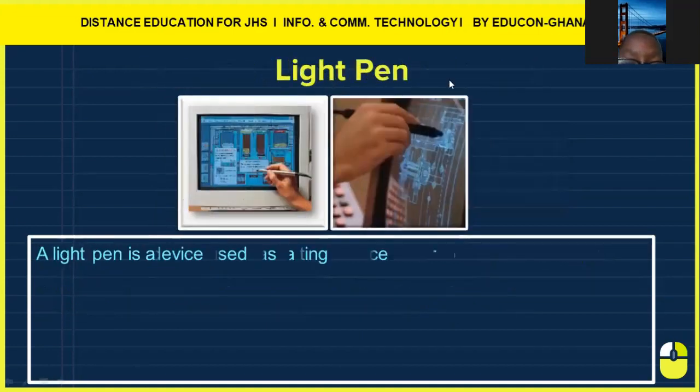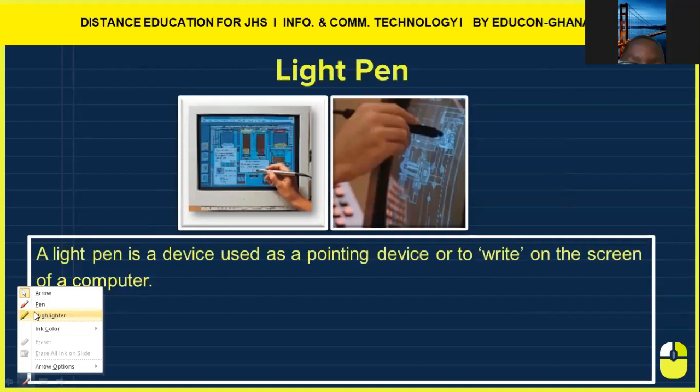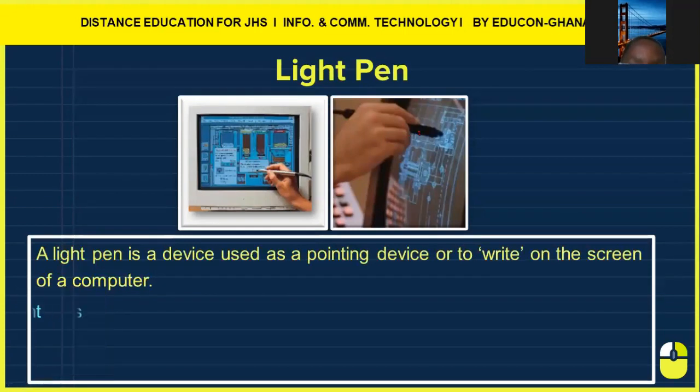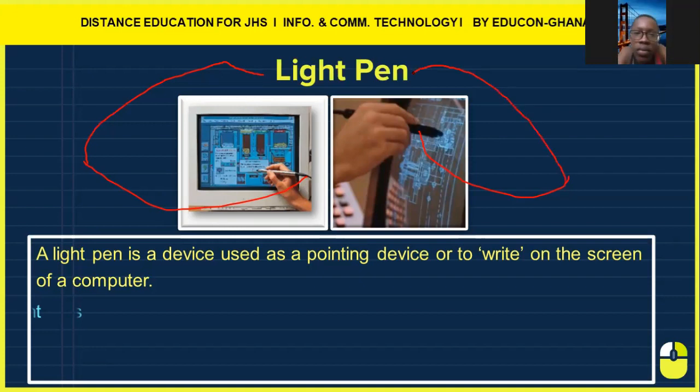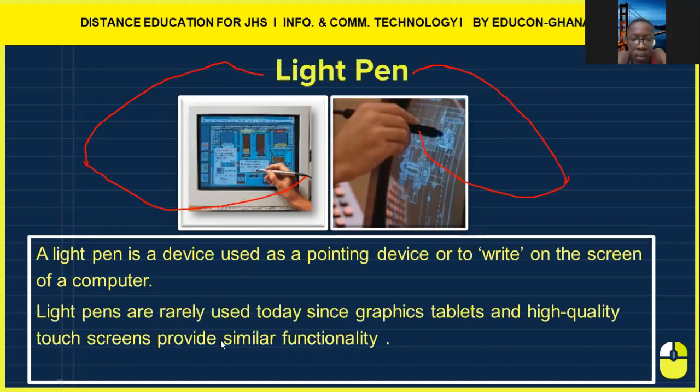So light pen. The pen you see here is a light pen. Is that okay? Yes. So this is the light pen. So we are saying the light pen is a device used as a pointing device or to write on the screen of a computer. The light pens are rarely used today, since graphic tablets and high quality touch screens provide similar facilities. So that is cool.